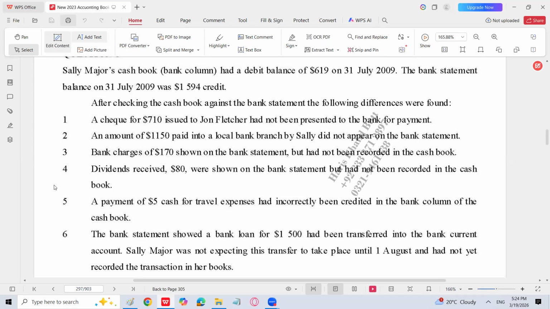See, a payment of $5, point number 5, cash for travel expense had incorrectly been credited in the bank column of the cash book. $5 हमने गलती से बैंक कॉलम कैश बुक में क्रेडिट साइड पे रिकॉर्ड कर दिए, गलत लिखना ही नहीं थे वहां. कैश बुक की बात हो रही, बैंक स्टेटमेंट की नहीं. अब $5 किस लिए? ट्रैवल एक्सपेंस के, जो आने ही नहीं थे. क्या कर देंगे उसे? आप उसे कैश बुक की डेबिट साइड पे लिख देंगे $5 एंड दैट्स इट. उसे कैंसिल कर देंगे, दैट्स इट. कैंसिल करने का मतलब है, डेबिट करना पड़ेगा तो आपको रिसीट में रिकॉर्ड करना पड़ेगा.